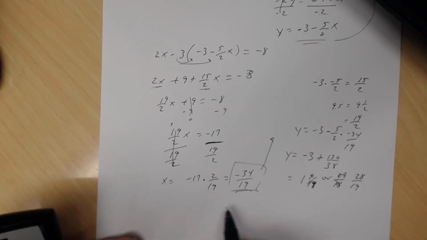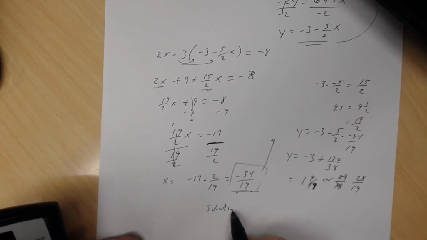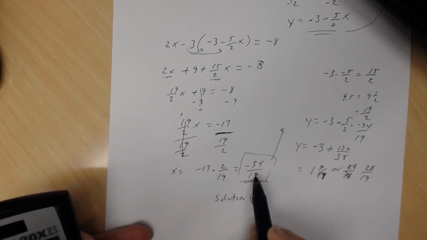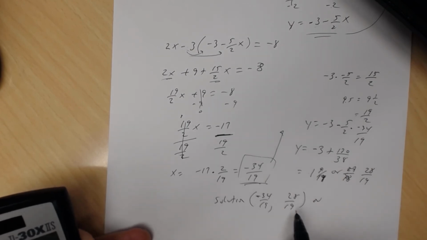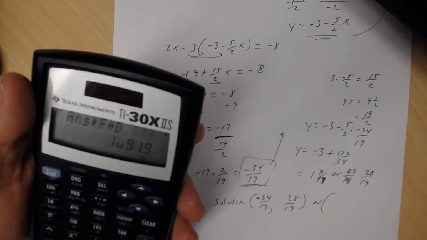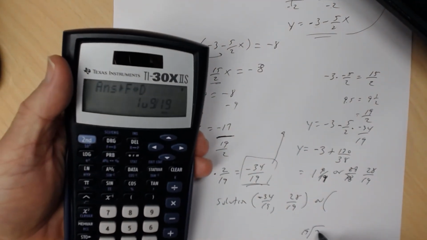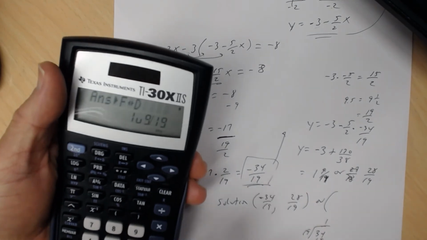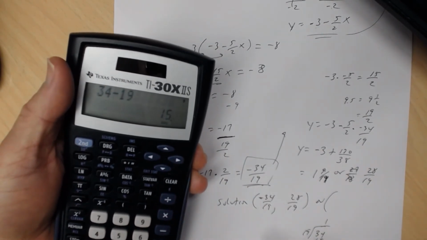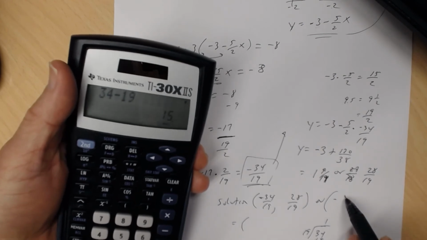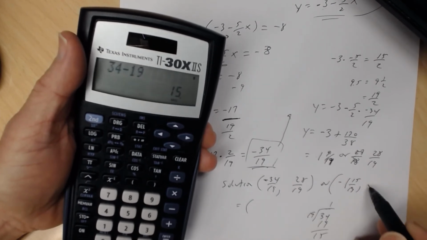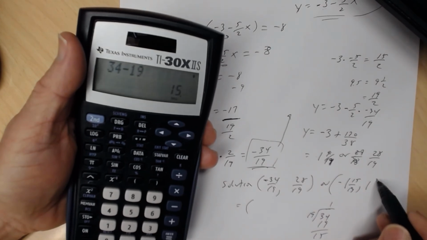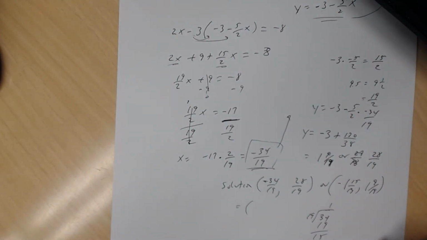All right, so my solution is x is negative 34 19ths, comma, 28 over 19 for y. Or if you want to write these as mixed numbers, you can. 34 divided by 19, so 19 into 34: 1 times 19 is 19, and 34 minus 19 gives us 15. So this becomes negative 1 and 15 19ths. y would be 1 and 9/19, which we already had. All right, so that is my solution.